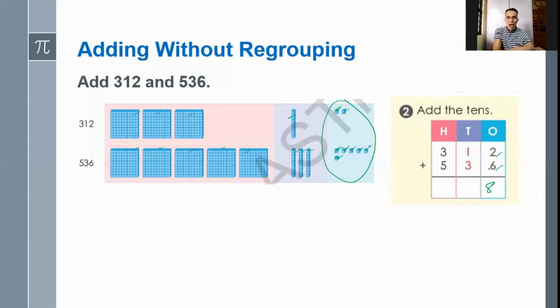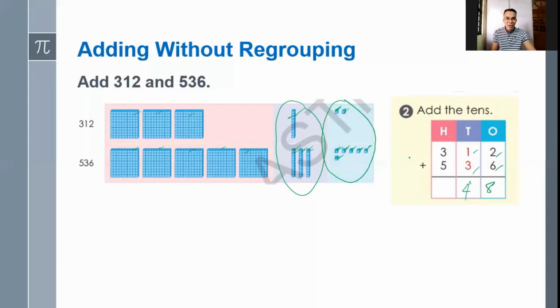Next, after adding the ones or putting the ones together, let's proceed to the tens. Let's combine the tens. Let's put them together. We have 1, 2, 3, 4. There are 4 tens, or we say that 1 ten and 3 tens equals 4 tens.